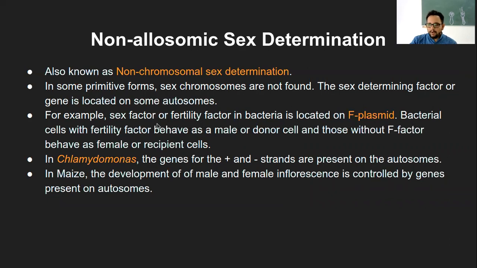The more emphasis is on behave as a male. That means they are not male or female separate as such. Just because they have this F plasmid, they behave as a male and they donate the genetic material to the other cell, and the ones without F factor behave as female or recipient cell, which will take the genetic material from this F plasmid. So that process is conjugation.